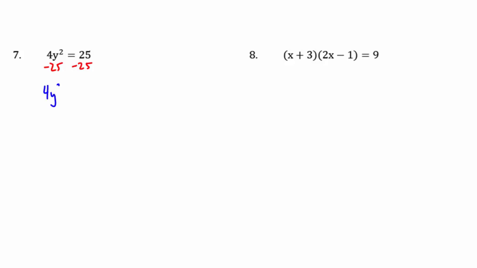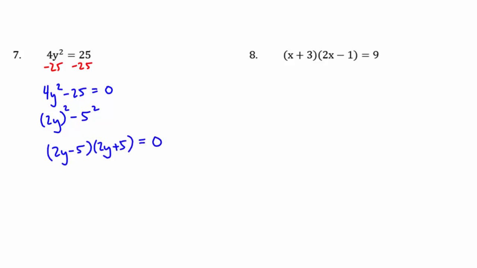But here we have 4y squared minus 25 is equal to 0. Can we factor this? The answer is yes. This is a difference of squares. I don't know if you see this. This is 2y squared minus 5 squared. Thus, we can factor it as 2y minus 5 times 2y plus 5 is equal to 0. So we can split up these factors and solve for them.